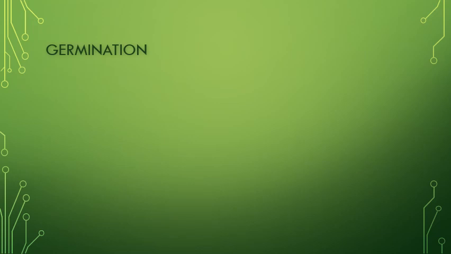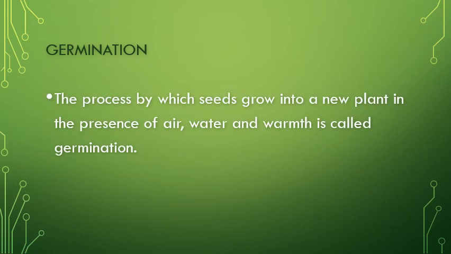Children, now if you want to convert that seed into a new plant, what you are supposed to do? You need to put that seed into the soil and provide certain essential conditions which will help it to turn into a new plant. So, the process by which seeds grow into a new plant in the presence of air, water, and warmth is called germination.